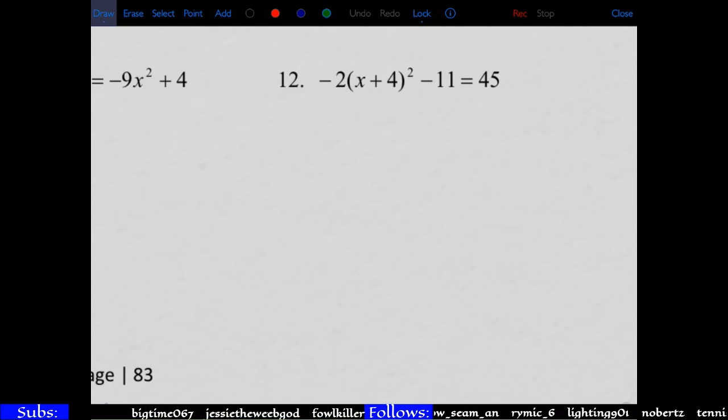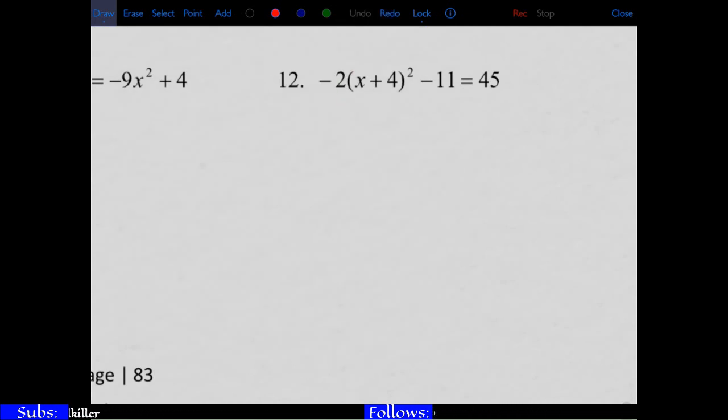Thank you for that. All right, so we don't need to get this thing equal to 0 here. We just got to get the x alone. So to get the x alone, we're going to have to get rid of the square. To get rid of the square, we have to square root. In order to square root this thing, we want to get it alone first.